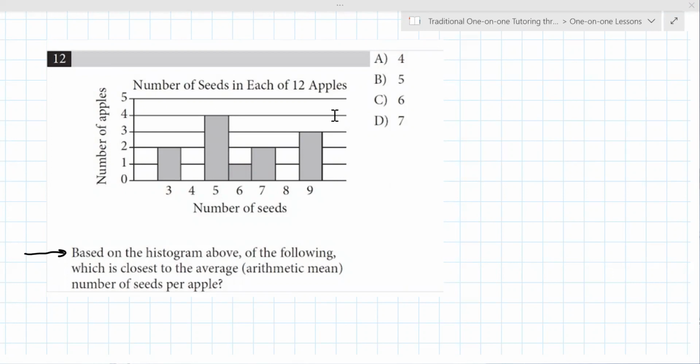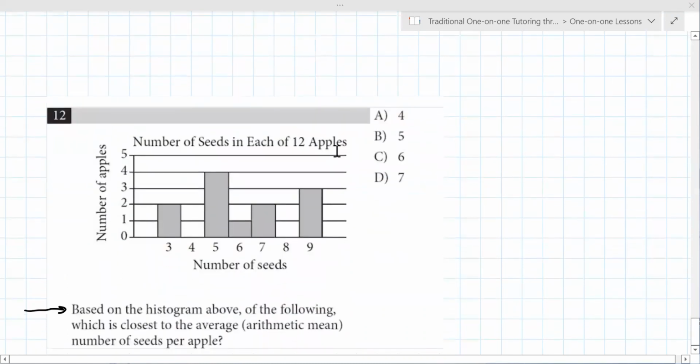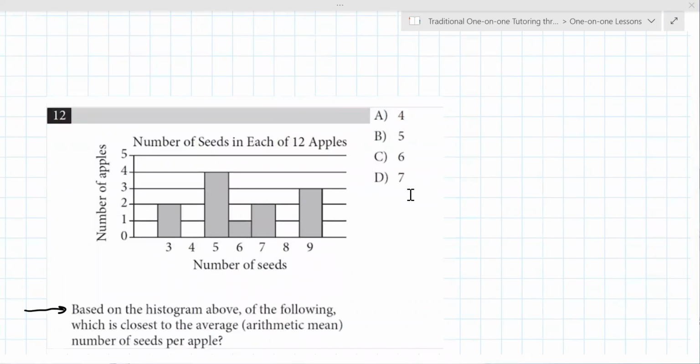Okay. And you just calculated it. What was the mean? 6.08. So what answer would you give here? C. Yes. Very good. All right, let's look at another one of these graphs here.